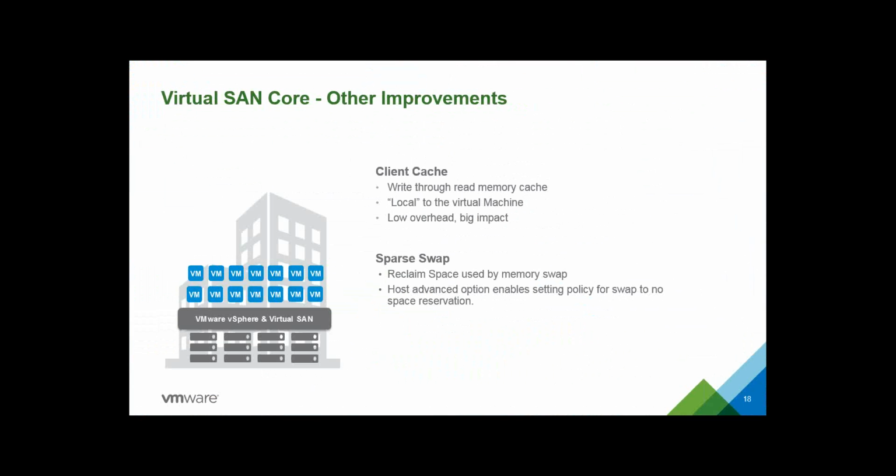I'll mention that we do take some of that RAM. A new feature in 6.2, and I've got it listed here, is called Client Cache. What Client Cache does is it works kind of like CBRC or the View Storage Accelerator did for virtual desktops. But we take 0.4% of the RAM, up to a gig, and we allocate that as a local read cache.